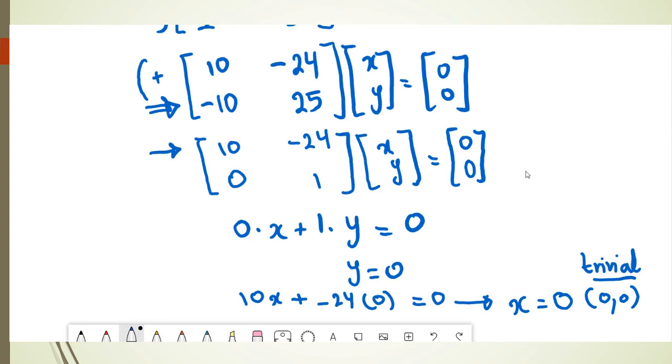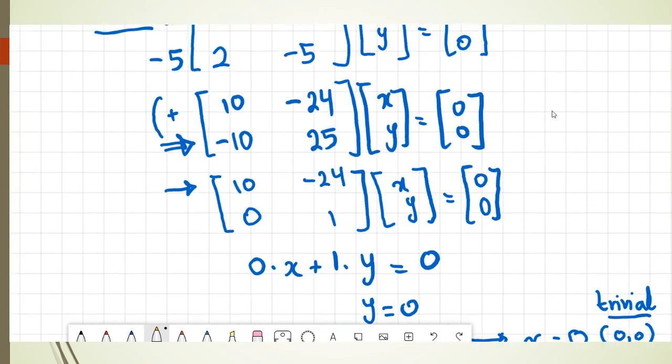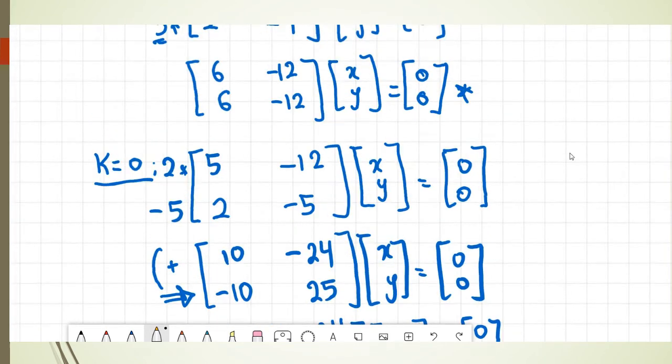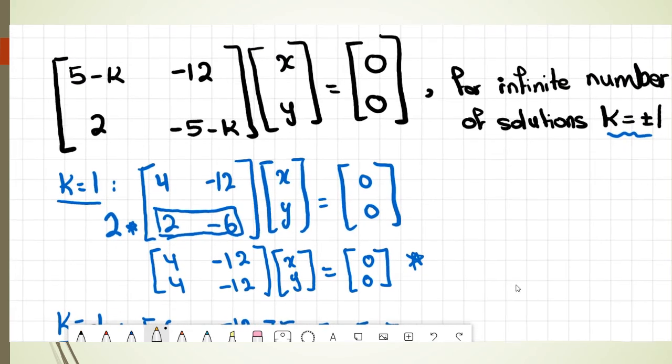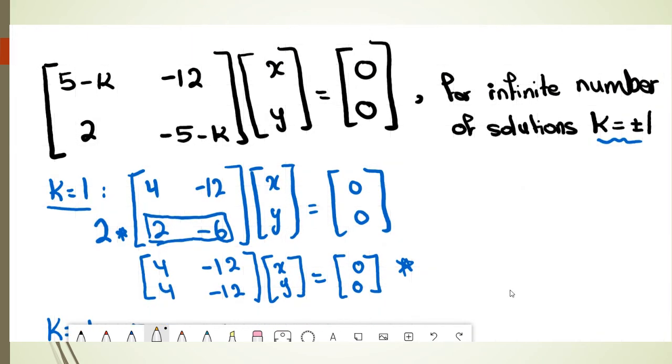And that's it. To sum up, the system has an infinite number of solutions when k equals plus and minus 1, but a trivial solution when k not equal to plus and minus 1.